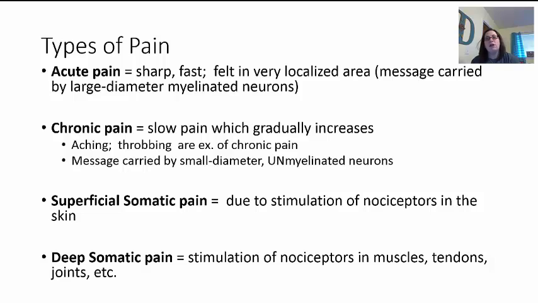On the other hand, we also have deep somatic pain. This is a sensation of nociceptors that are more in your muscles, your tendons, and your joints. This might be if you have joint pain due to like an athletic injury, or you tore a tendon or something like that. The pain is deeper, okay? It's not on the surface. It's a little bit deeper in the muscles, but it's still somatic pain, okay? But it is a deeper pain.